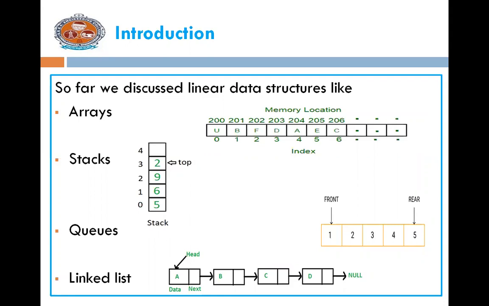The next data structure is the linked list. This is also a collection of similar data items, but the difference is that it is a dynamic linear data structure.